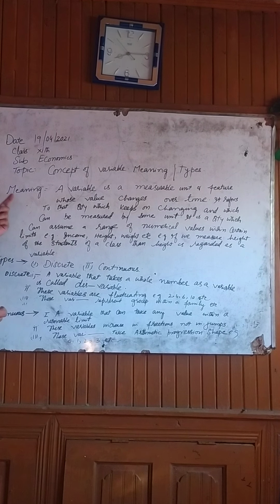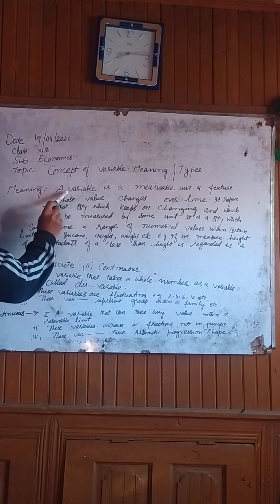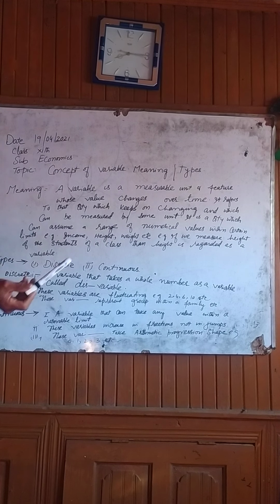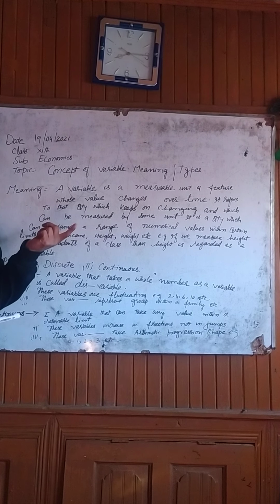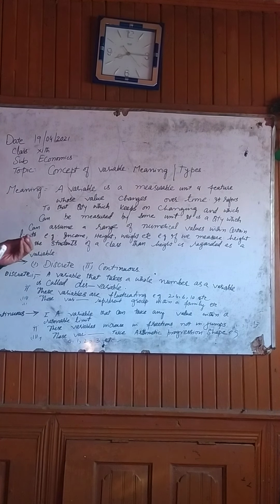So let us first know its meaning. A variable is a measurable unit or feature whose value changes over time. The introduction part of this concept itself reveals that variable means which changes. It is a measurable unit or feature whose value changes over time. It means when we make use of a variable, its value may change over time.